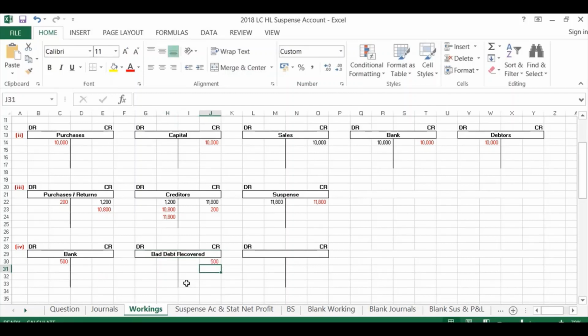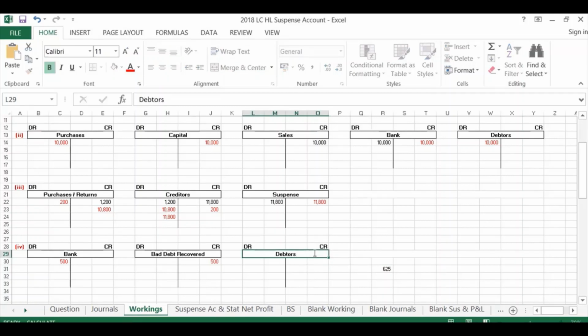Now that's 80%. So to get the full amount, just a little working here, 500 divided by 80 multiplied by 100. So the full amount of the debt must have been 625. Because if 500 is 80%, 100% would be 625. Now we're still owed the remainder, the other 125. So that is owed to us by a debtor.